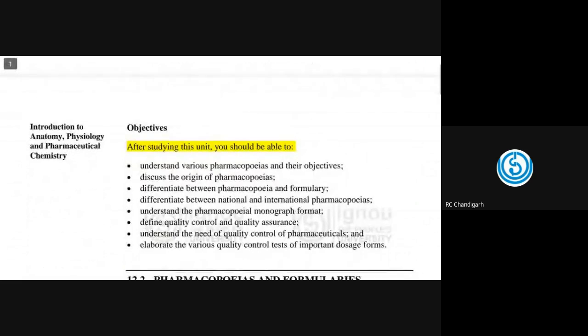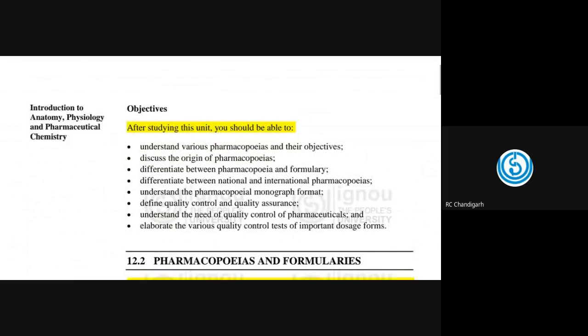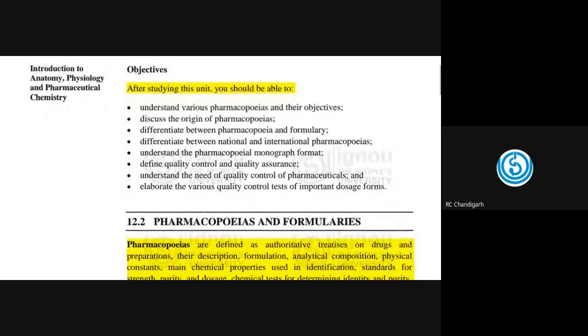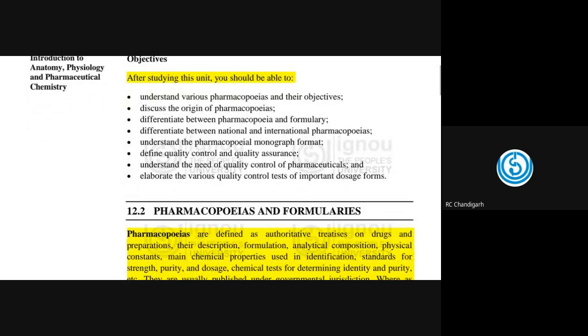What are the objectives of this unit? Understand various pharmacopoeias and their objectives. Discuss the origin of pharmacopoeias, differentiate between pharmacopoeia and formulary, differentiate between national and international pharmacopoeias, understand the pharmacopoeial monograph format, define quality control and quality assurance, understand the need of quality control of pharmaceuticals, and elaborate the various quality control tests of important dosage forms.